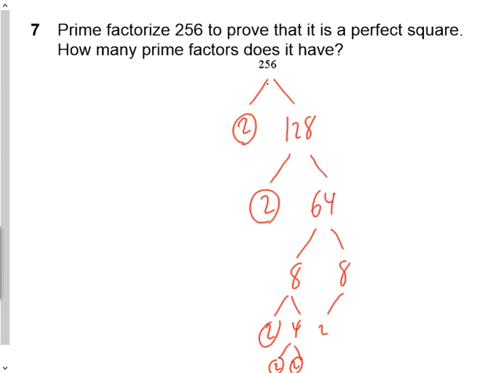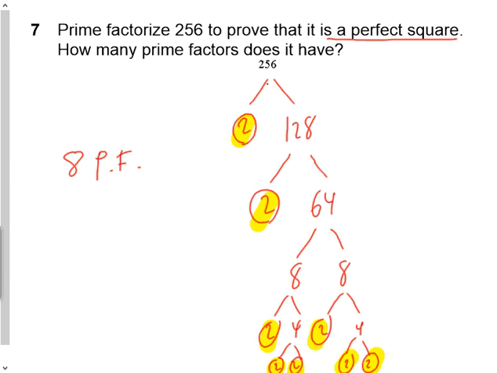2 and 4 and 2 and 2. So how many prime factors does it have? If I grab my highlighter here, 1, 2, 3, 4, 5, 6, 7, 8. It has 8 prime factors. And is it a perfect square?